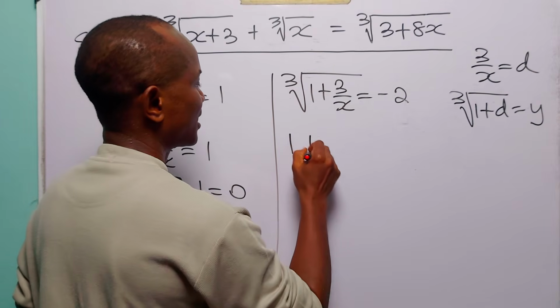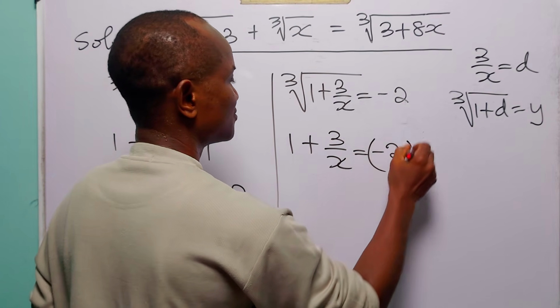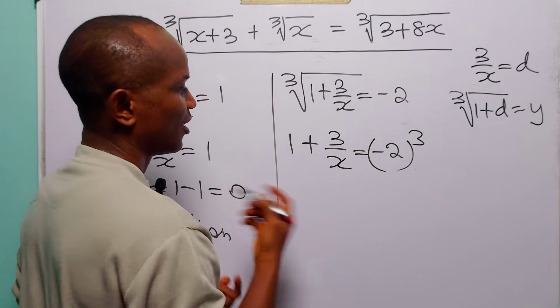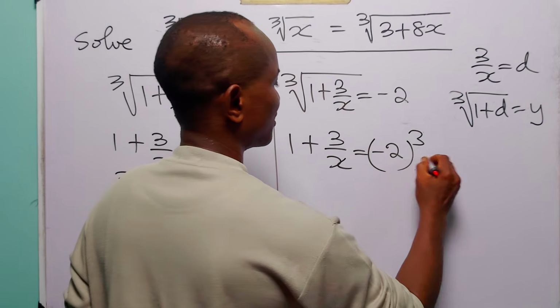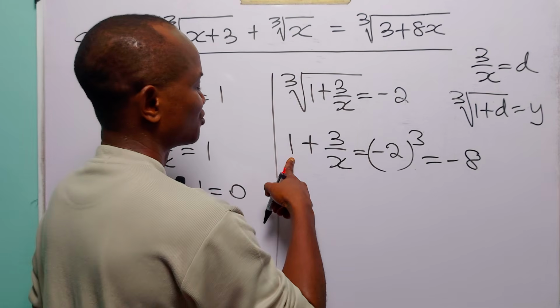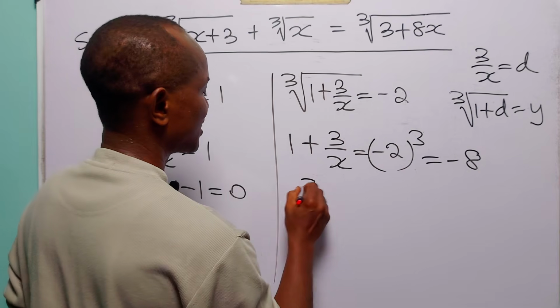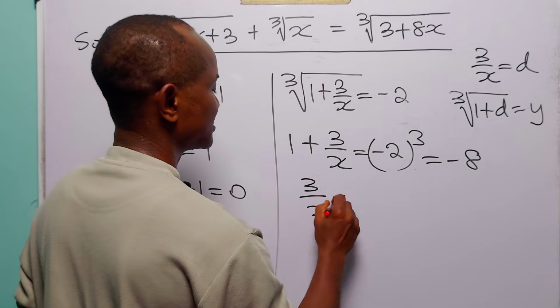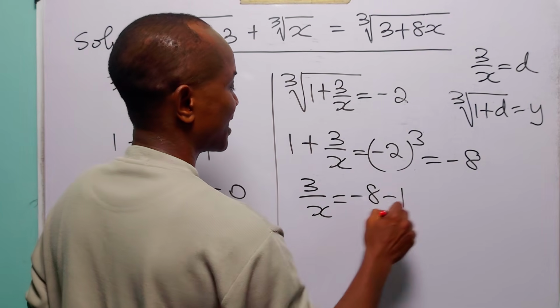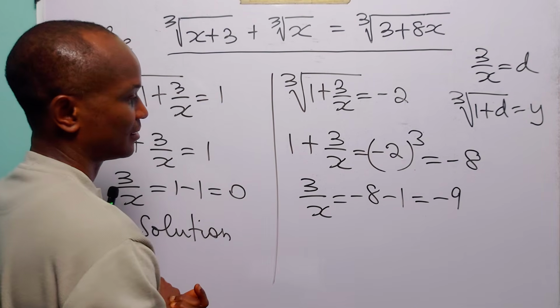And in the second case, once more, we start by raising both sides of this equation to power 3. So we have that 1 plus 3 over x is equal to minus 2 raised to power 3. Of course, minus 2 to the third power is minus 8. Now let us subtract 1 from both sides of this equation once more. When we do that, we have that 3 over x is equal to minus 8 minus 1, which of course is equal to minus 9.